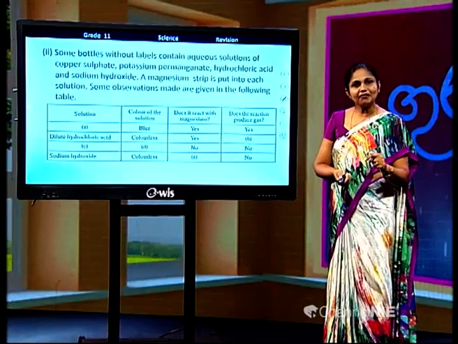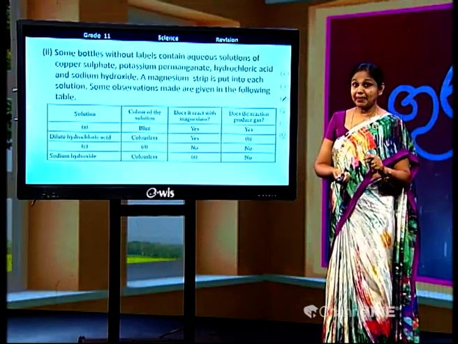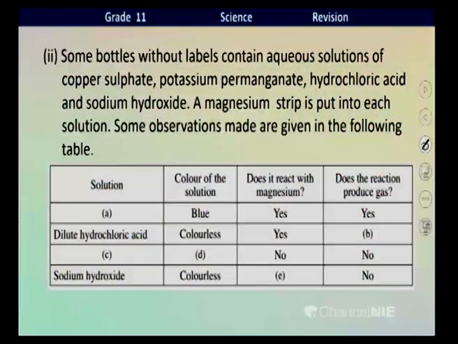Then what's the color of it? You know, potassium permanganate is Condy's. It is generally commonly called Condy's. Color of the Condy's solution? Purple. Then for blank D, the term purple must be written. Then does potassium permanganate react with magnesium? No. Then no gas is produced.